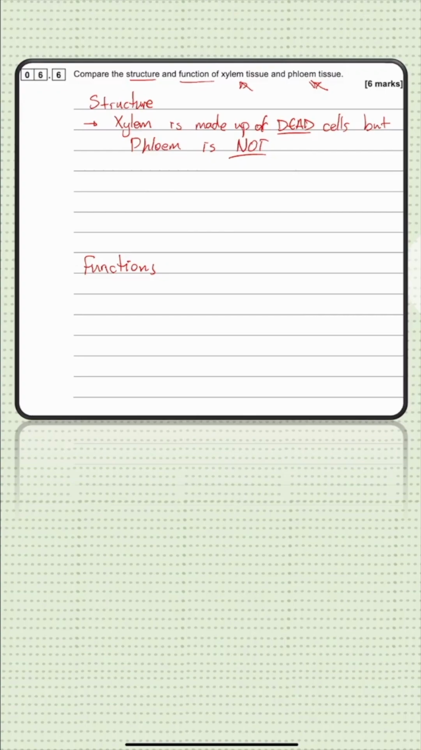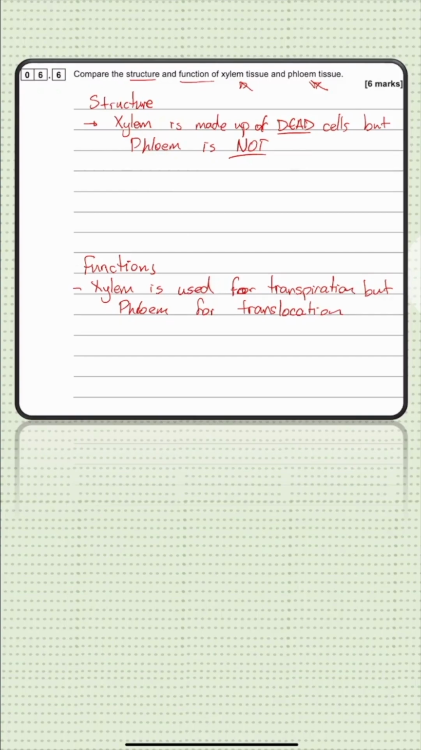Another one, what else have we got? Phloem is used for translocation, yes, and xylem is for transpiration, so that's the functions. Yep, so xylem is used for transpiration, but phloem for translocation. Xylem travels in one direction, phloem is in both directions. That's a good thing as well.